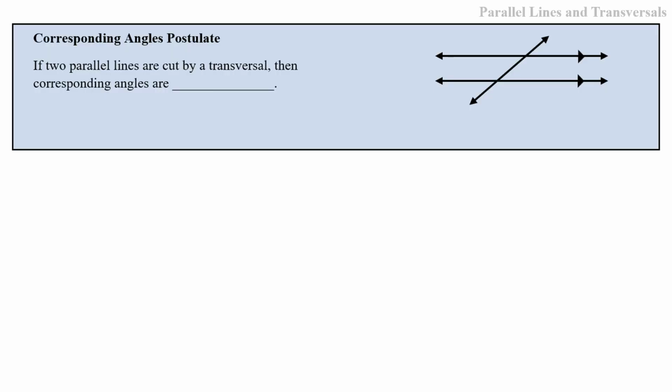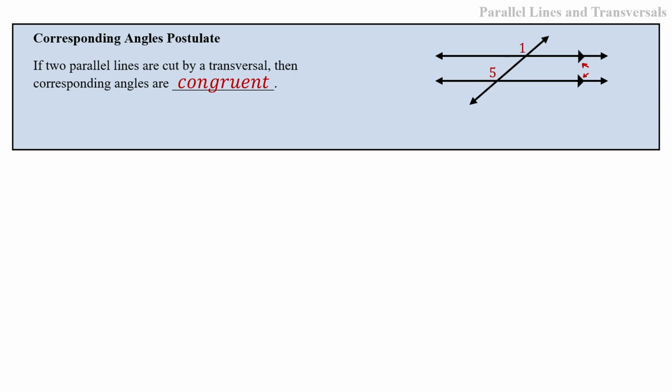So our first rule is going to be the corresponding angles postulate, and it says that if two parallel lines are cut by a transversal, then corresponding angles are going to be congruent. Just a quick review, remember that these little triangles here mean that these two lines are parallel. So if I pick any two corresponding angles, for example, angle 1 and angle 5 are corresponding because they are in the same place. They're both in the top left here, and this one's also in the top left.